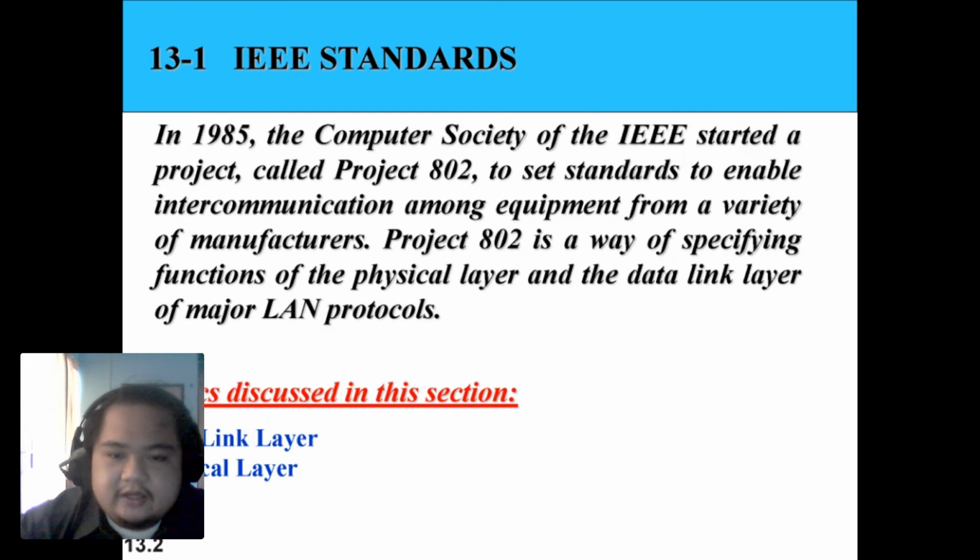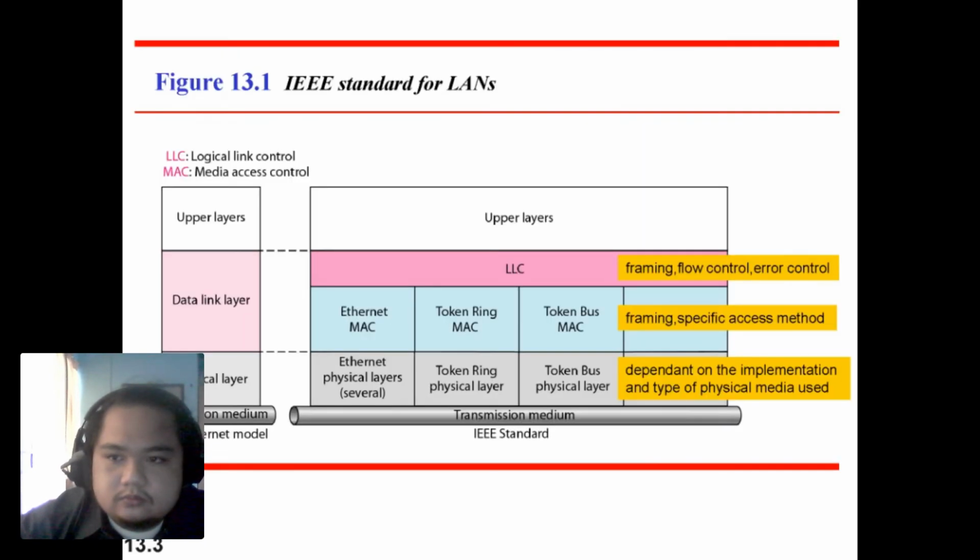In 1985, the Computer Society of the IEEE started a project called Project 802 to set standards to enable intercommunication among equipment from a variety of manufacturers. Project 802 is a way of specifying functions of the physical layer and the data link layer of major LAN protocols.